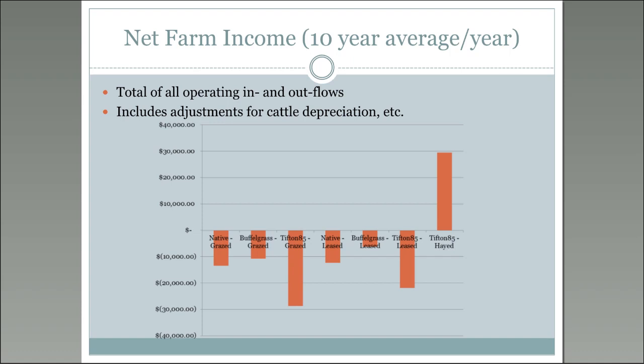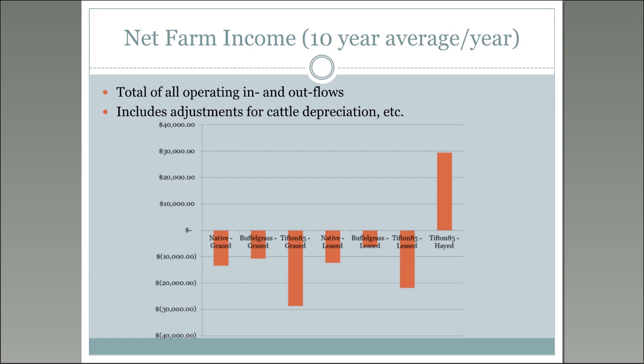So what we're looking at here is net cash farm income. And for all you people like me who are not economists, you're like, okay, what does that mean? This means your average income each year over this 10-year period. So some years, of course, will get better than others, especially after you've paid off a lot of the inputs, such as planting and buying cattle. But this is your average per year for 10 years. This is all of your operating inflows and outflows.